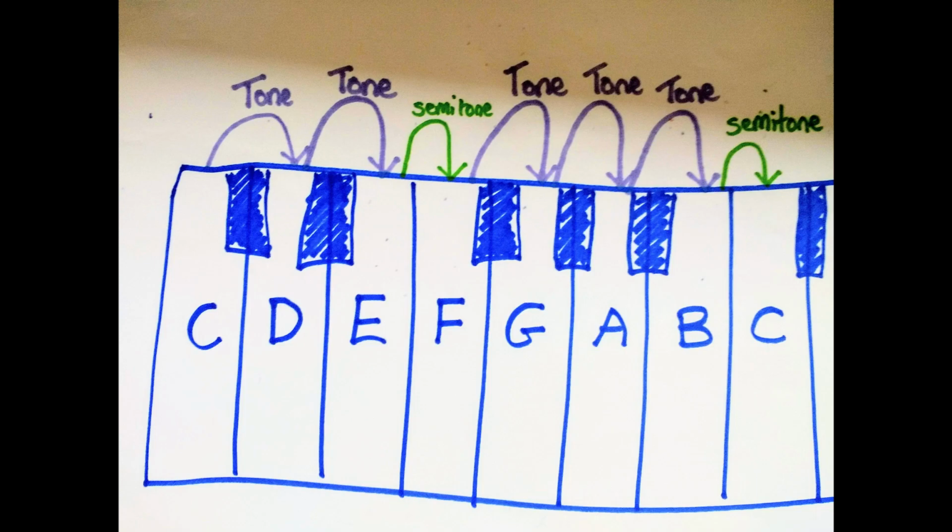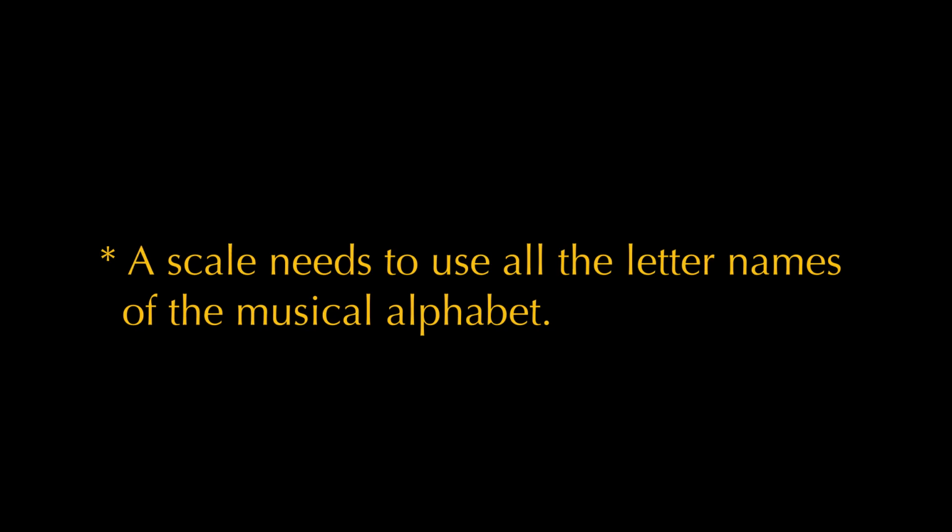So here's the keyboard version of C major with the tones and semitones written on. There's a couple of rules that we need to know. So firstly, a scale needs to use all the letter names of the musical alphabet.